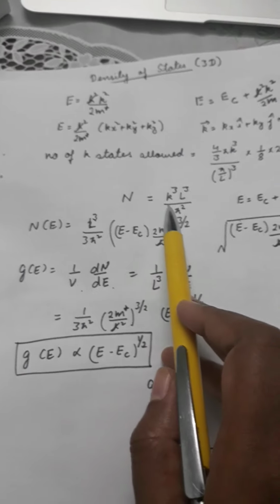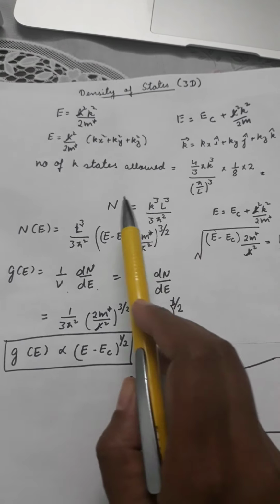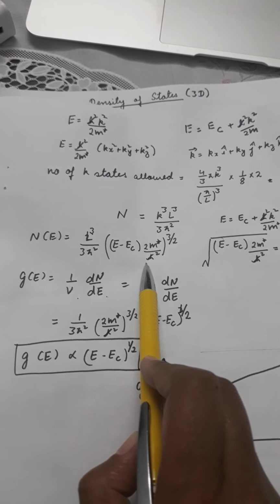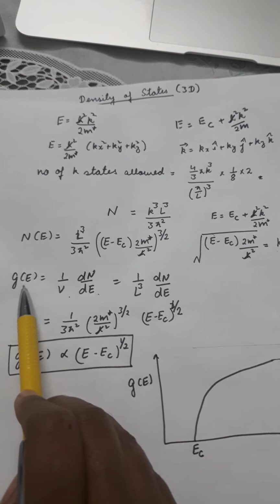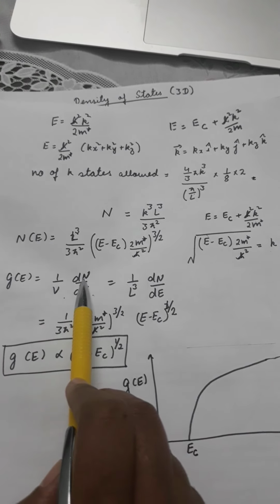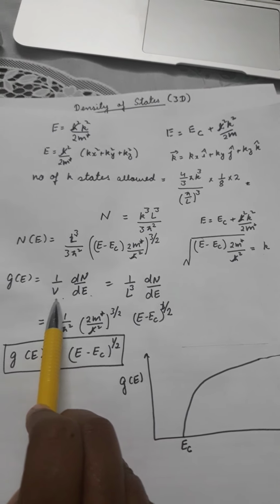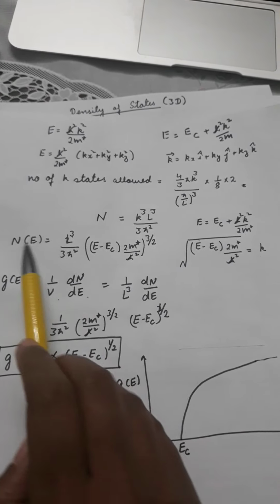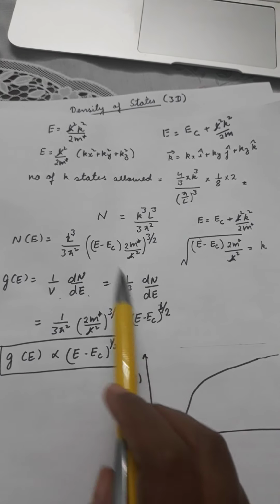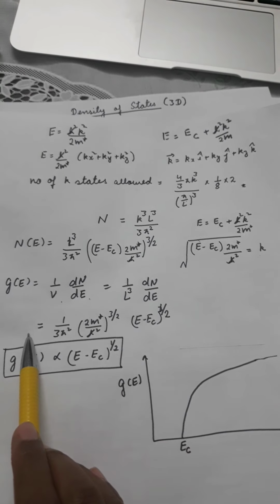Now we can change it in terms of energy. So you can use this equation and find out the value of k. Put this value of k into this equation, and you can get this relation. And from here, because density of states is the number of states per unit energy per unit volume in real space, it will give you 1 upon L cube times the derivative of n with respect to E. So when you take the derivative of n with respect to E, you get this equation. So this will give you the density of states in a three-dimensional material.